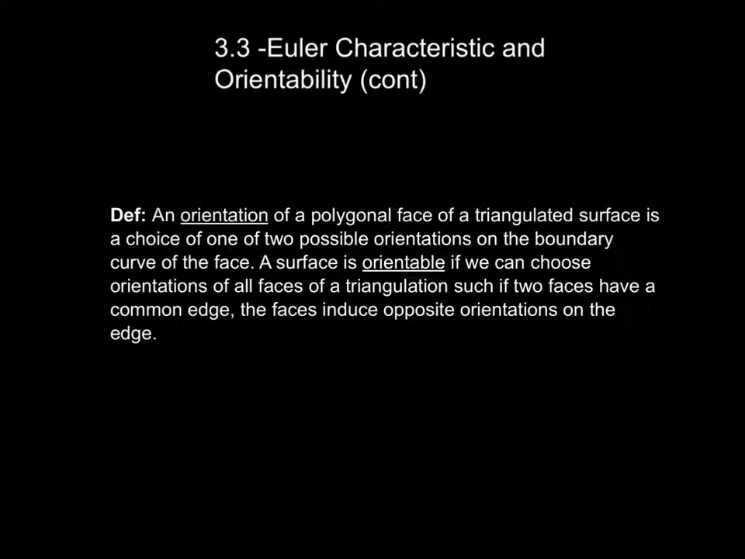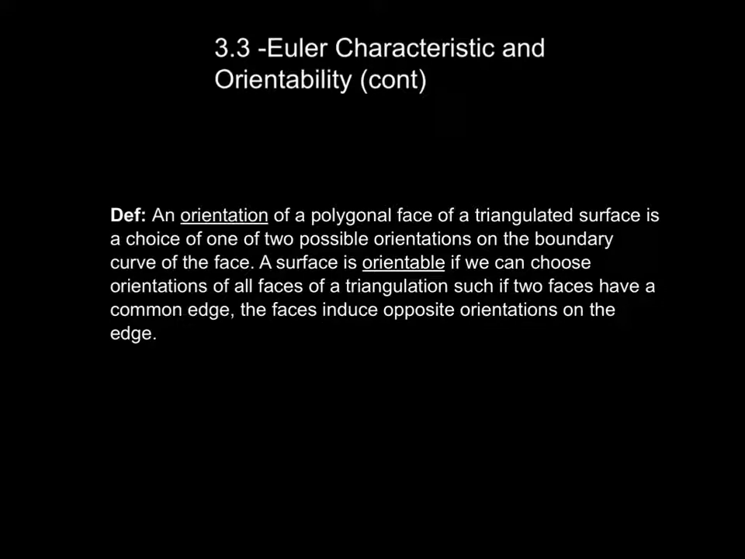So, now continuing in this section, we define first an orientation. An orientation of a polygonal face of a triangulated surface is a choice of one of two possible orientations on the boundary curve of the face. And a surface is orientable if we can choose orientations on all faces of a triangulation, so that if any two of them have a common edge, the faces induce opposite orientations. So that says quite a bit.